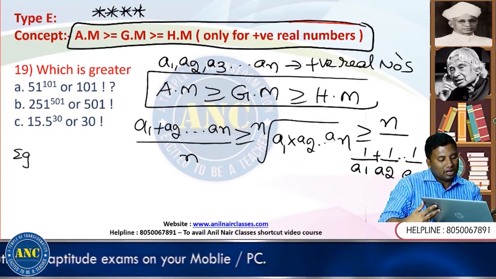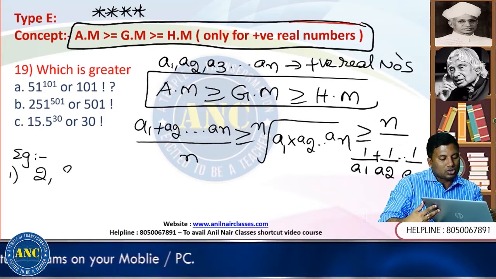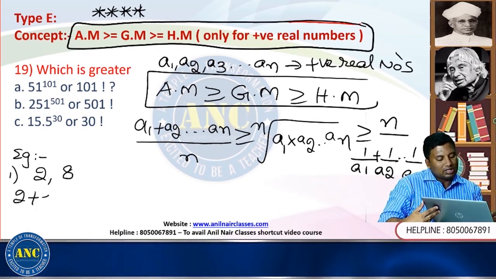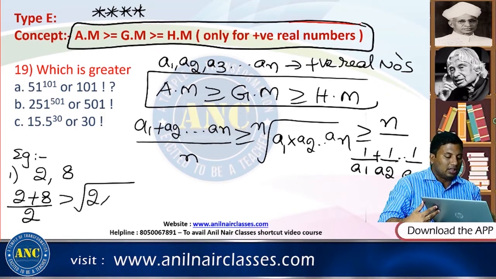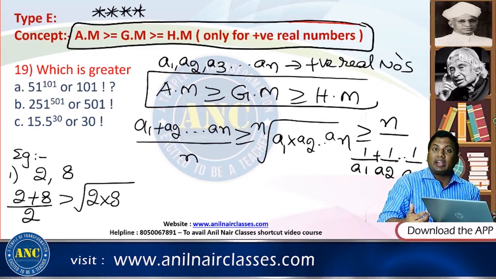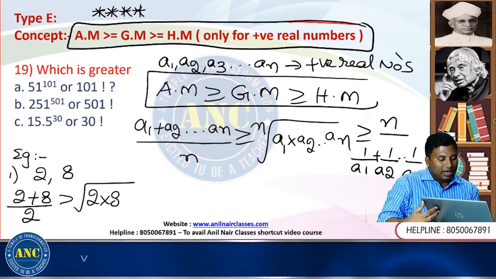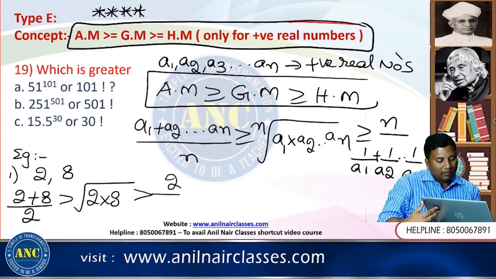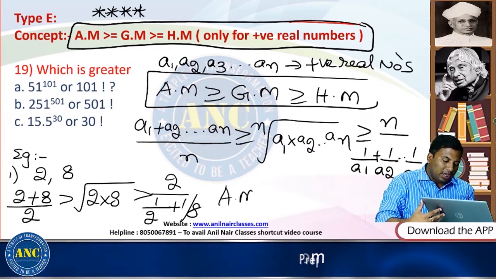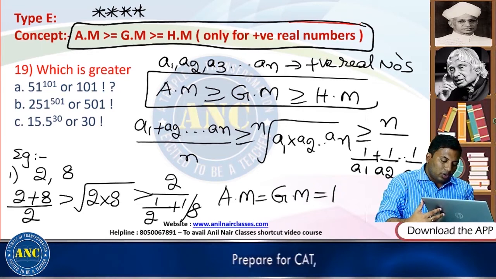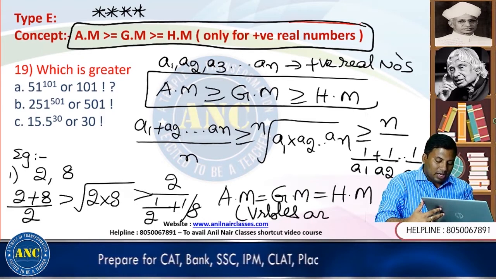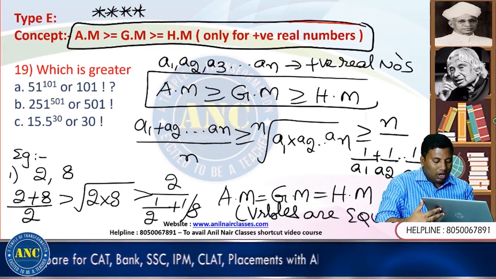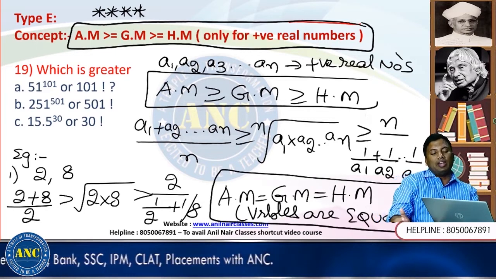You can take one or two examples. Suppose 2 and 8. Arithmetic mean is the sum of the quantities divided by the number of the quantities: 2 plus 8, 10 by 2, 5. It is always greater than the nth root of the product, which is 4. And it is always greater than the harmonic mean, 2 divided by 1 by 2 plus 1 by 8. Always remember, arithmetic mean equals geometric mean equals harmonic mean only when the variables are equal.